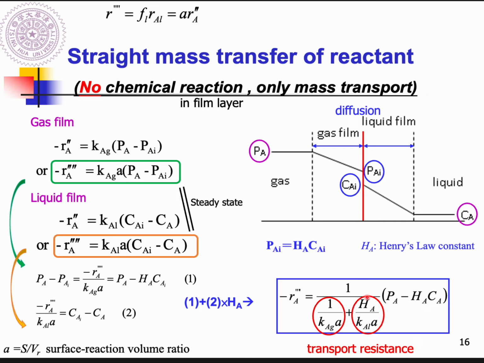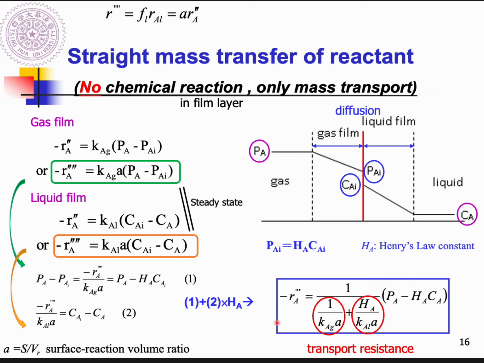And here we still have H_A. Why? Because the upper portion here is in partial pressure. We talk about the gas film, so the unit is partial pressure. But here, the unit of the reciprocal of the transport coefficient is concentration. So you need to multiply by H_A to become partial pressure, to be consistent with the upper portion. So you have this modified term.